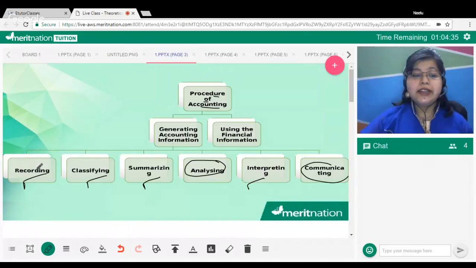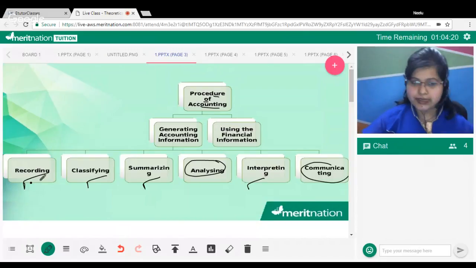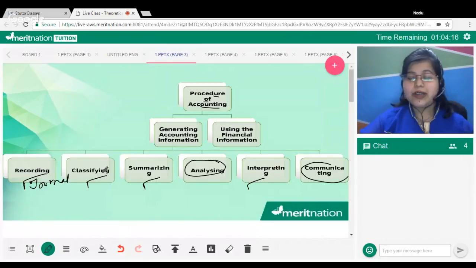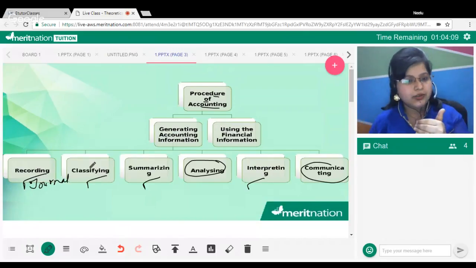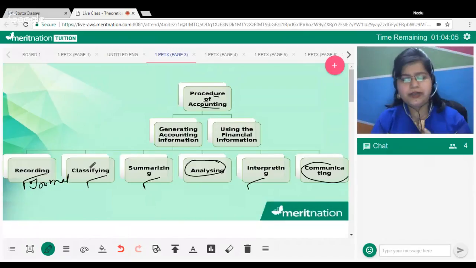Now, recording basically means making a note of the transactions. That is, it is the first stage where the books are actually started, and we make a journal for recording the transaction. Then we have classifying. Classifying basically means categorizing the transactions according to their varied nature. So, classification is the process where we divide the transactions. Now, why is it necessary?